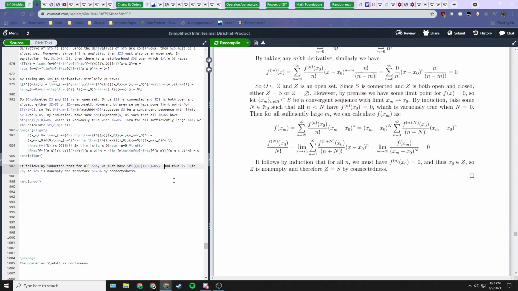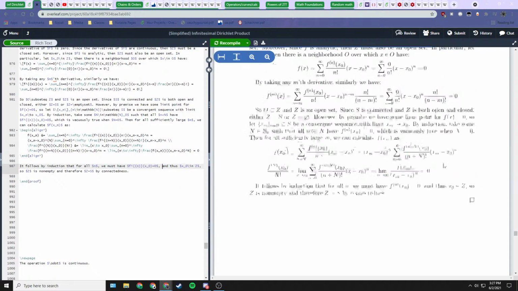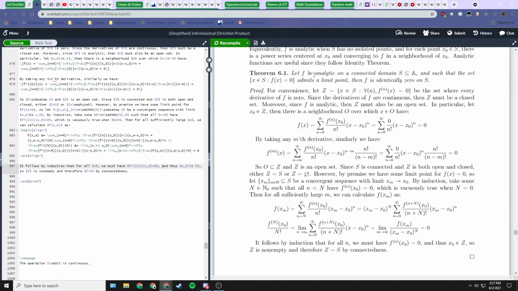Okay, so to summarize this proof, we're saying if f is analytic on a connected domain, and the set where f is 0 has a limit point, then f is identically 0 on S. So the set of points where f is equal to 0 is actually all of S. So the proof: we take Z to be the set where all of the derivatives of f are 0. Since the derivatives are continuous, Z has to be a closed set. So if we have some sequence in this set where all these derivatives are 0, limiting to a point, all the derivatives are continuous, so that point also has to be in Z.